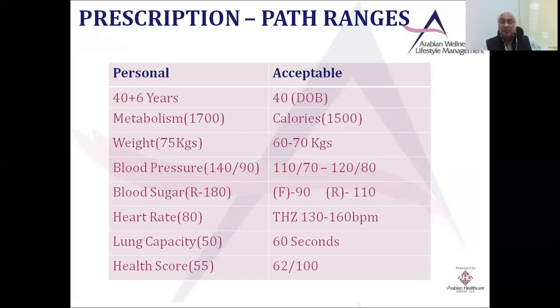Your heart rate is 80, and that is high. Your training heart zone during exercise should be between 130 and 160, but your heart rate should be at 72. Your lung capacity is not the acceptable 60 seconds, and your health score, which is currently 50, should go up beyond 60.